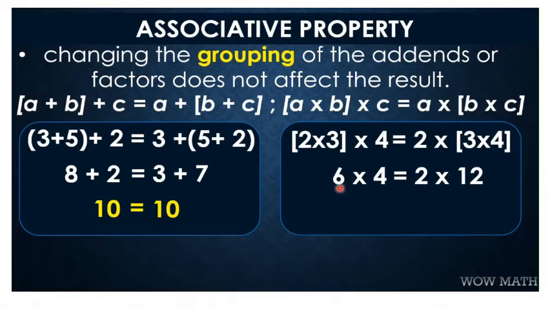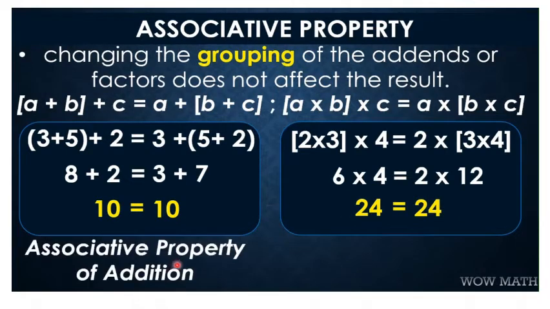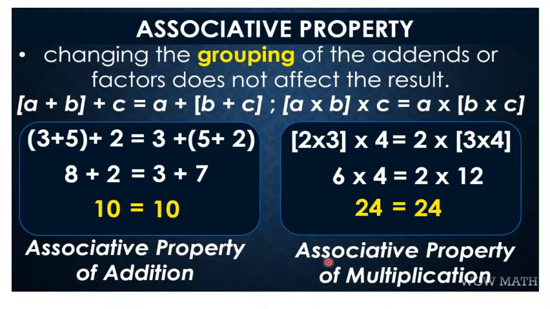But let's see if we will still get the same answer. So, 6 times 4, that is 24. 2 times 12, that is also 24. And they are equal. So, therefore, we have associative property of addition. So, be specific. And associative property of multiplication. Bakit meron tayong associative property sa addition and multiplication? Kasi kagaya ng examples ko, true sila.